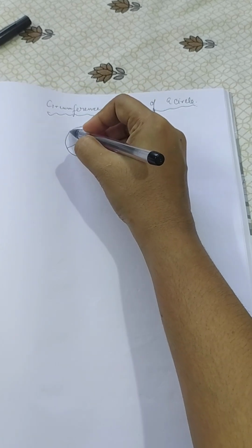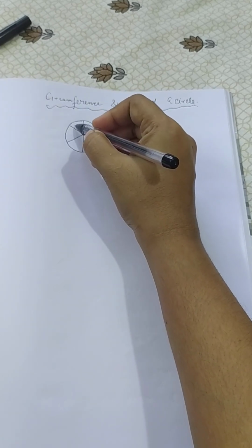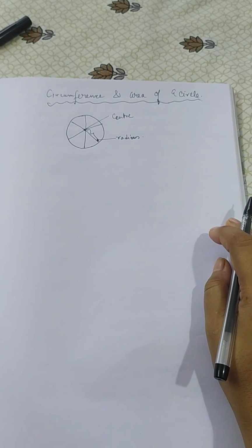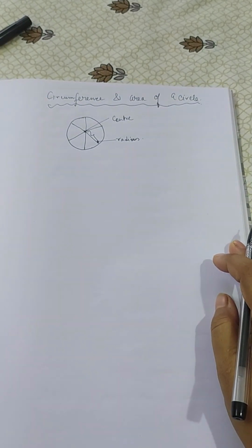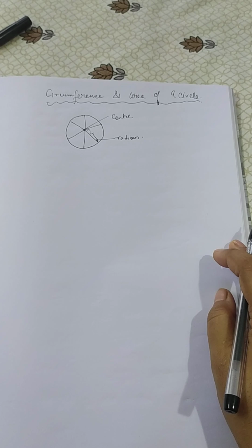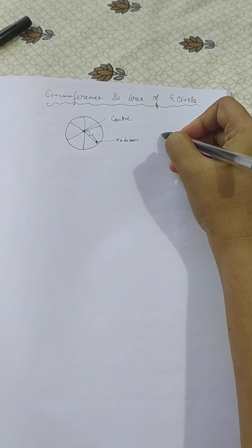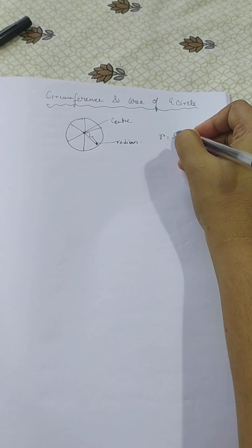and the largest chord that passes through the center is called the diameter, and the relation between diameter and radius is r equals d by 2.